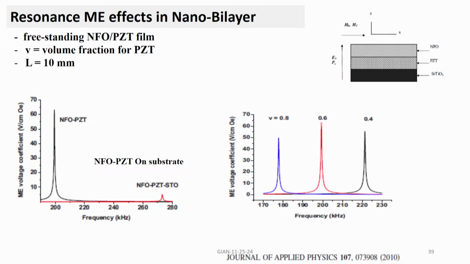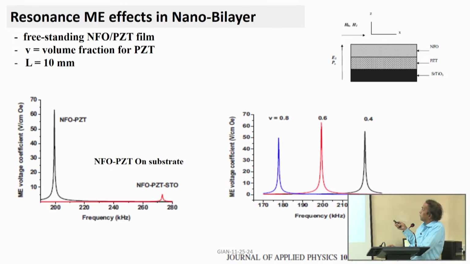Okay, so we modeled what would happen in the case of a nano bilayer on a substrate. In this case, it's a strontium titanate substrate. The bilayer has PZT and nickel ferrite, and two different cases. One, there is no substrate, that is the peak on the very left, and then with a substrate of strontium titanate, there is clamping. The peak really shrinks a lot. As you see here, this is without it, and this is with the substrate.